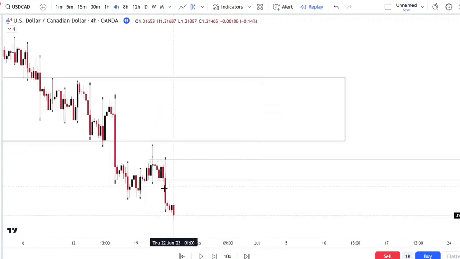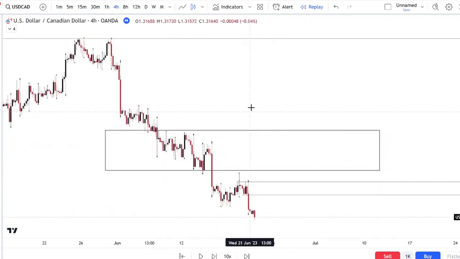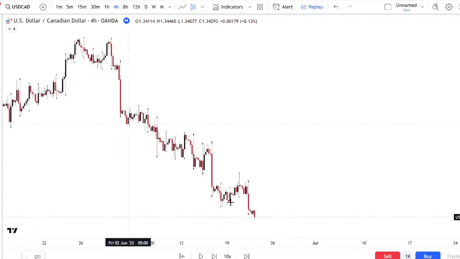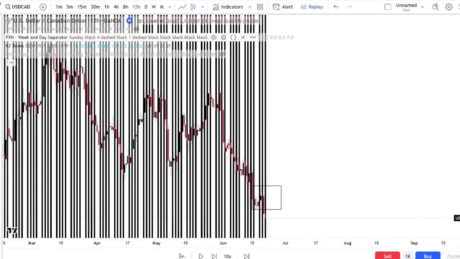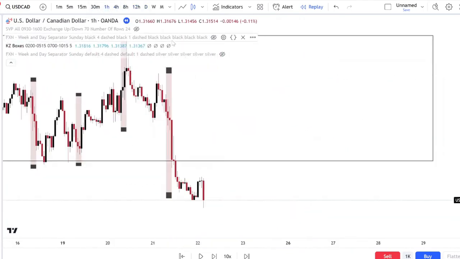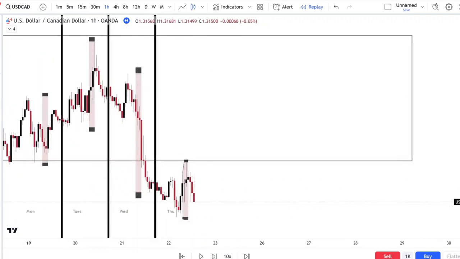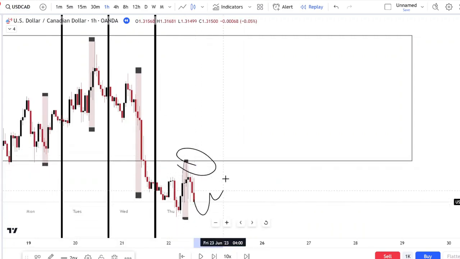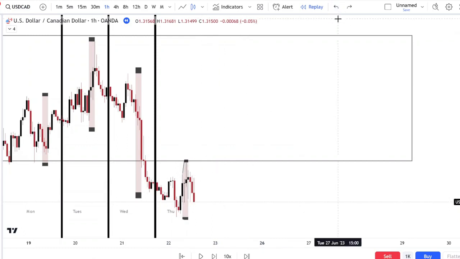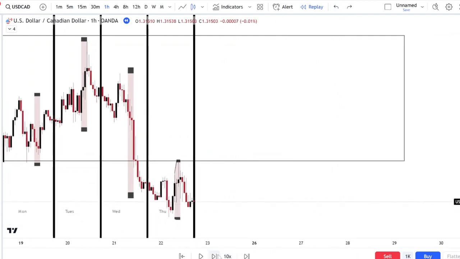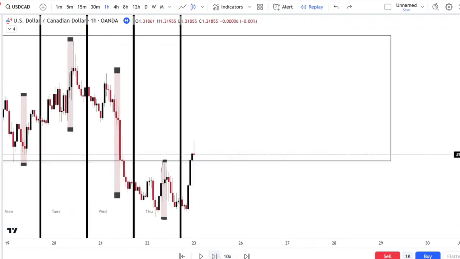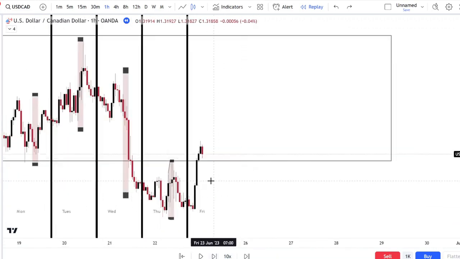Let's look at our macros. What do we have here? Okay, let's see. We have a reaction here. So let's play the price out. At least we have a little bit of context. Okay, excellent.